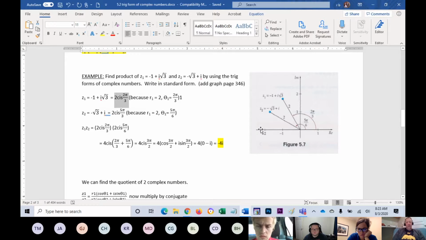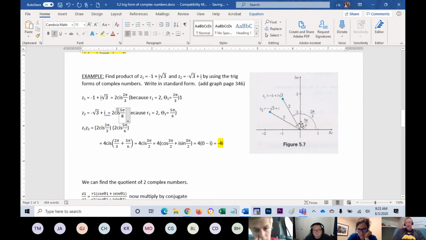Okay, now we're going to do the same thing with this other one. Negative square root of 3 plus i. So we've got r is 2, as we talked about earlier, and we're going to write that as cis 5 pi 6. I need to fix my thing. 5 pi 6, okay? So we're at 5 pi 6 here.